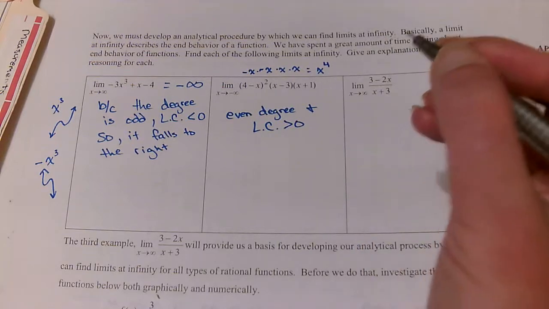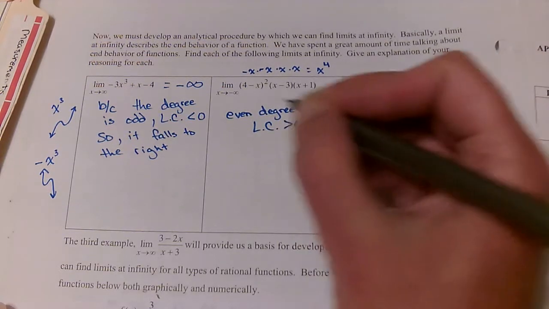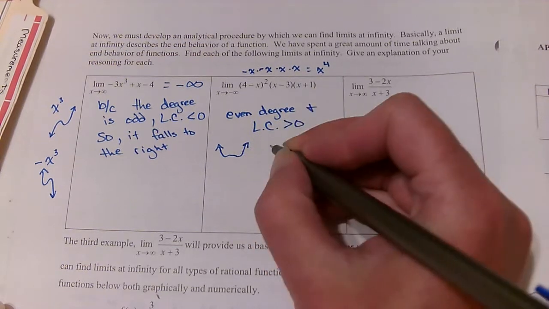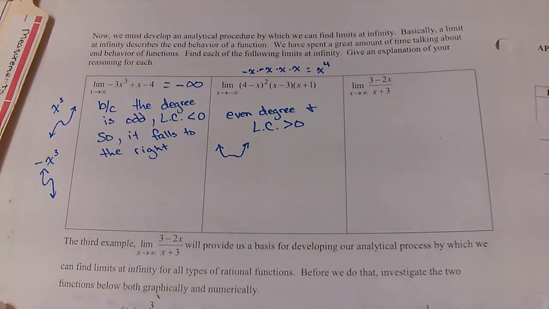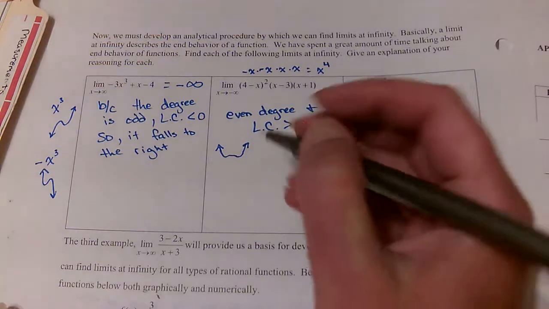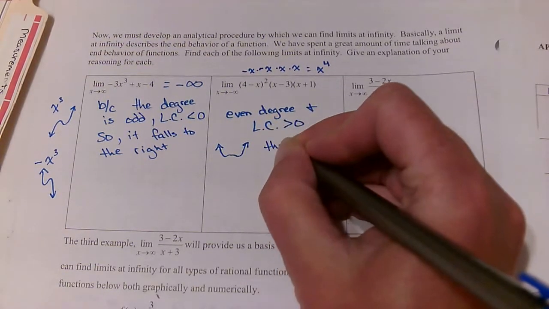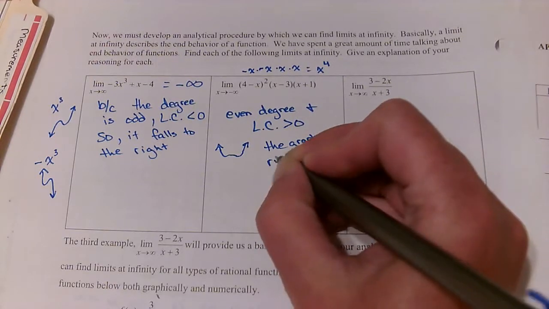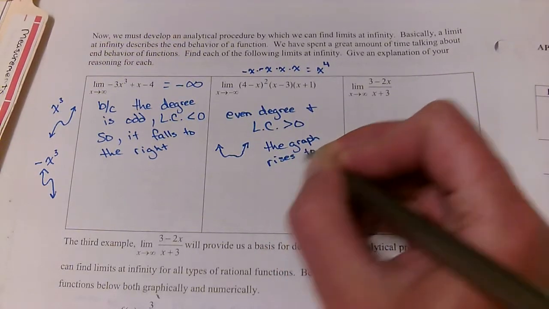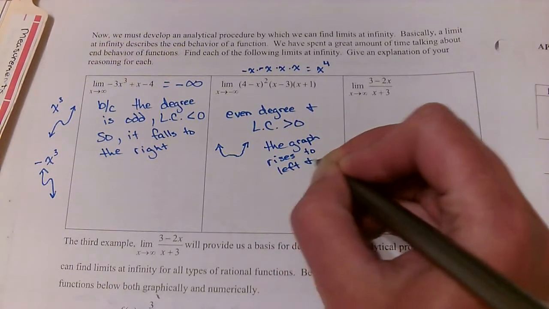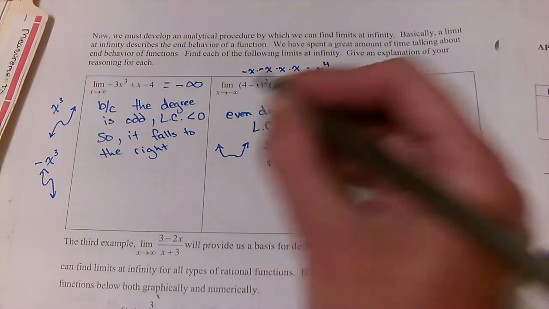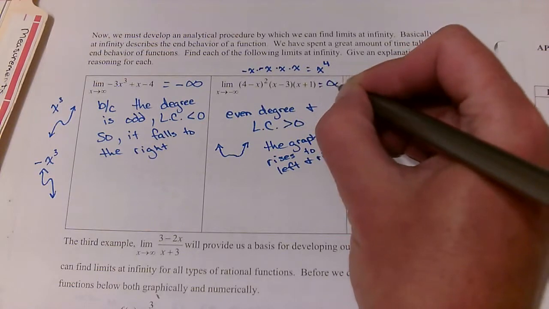So even degree acts like x squared. Positive would go up and maybe do something and then go up. So it's going to rise to both sides. So the graph rises to the left and right. So if I'm looking at what's happening to negative infinity, it's going to go to positive infinity.